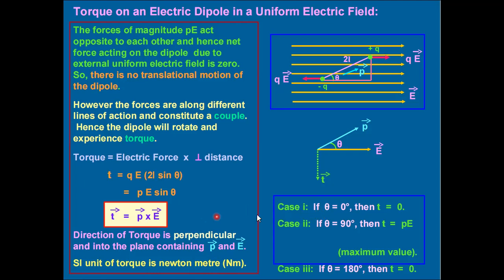In case theta equals 0 degree, then torque will be 0, since sin 0 equals 0. But if theta equals 90 degree, that means they are perpendicular to each other, then torque will be highest, pE. Highest torque will be pE. So we have to remember that if theta equals 0 degree, then torque will be minimum, that is 0, and maximum torque will be at theta equals 90 degree. If theta equals 180 degree, then torque is also 0. You have to remember it.